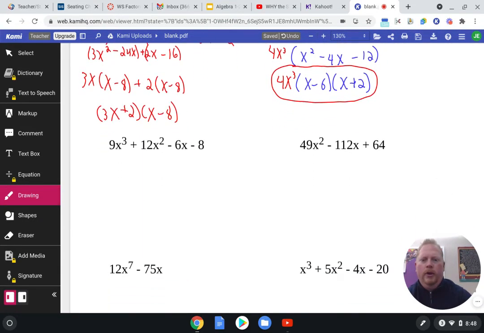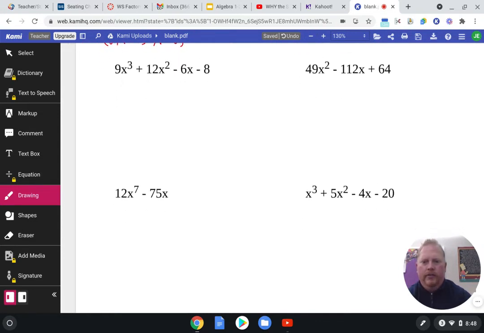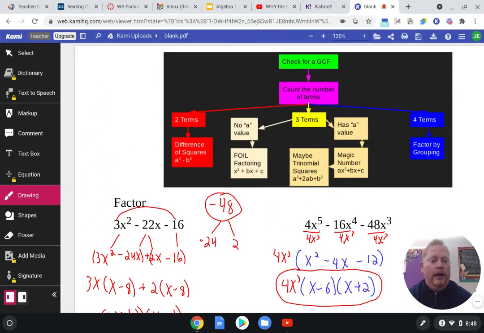Let's go ahead and explore the next problem. Okay, so check for a GCF: 9, 12, 6. 3 goes into all those, but 3 does not go into 8. They're not all even. They don't have x's. I don't think there's a GCF here. But I do see 4 terms, so that's a dead giveaway that I'm going to be doing factor by grouping.